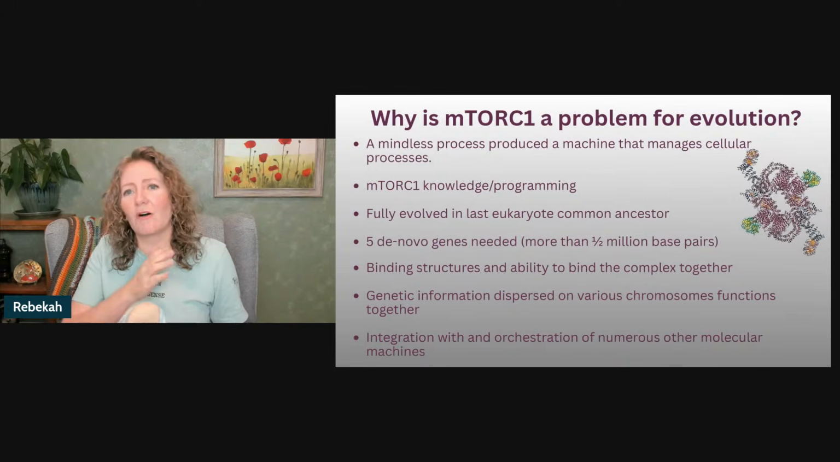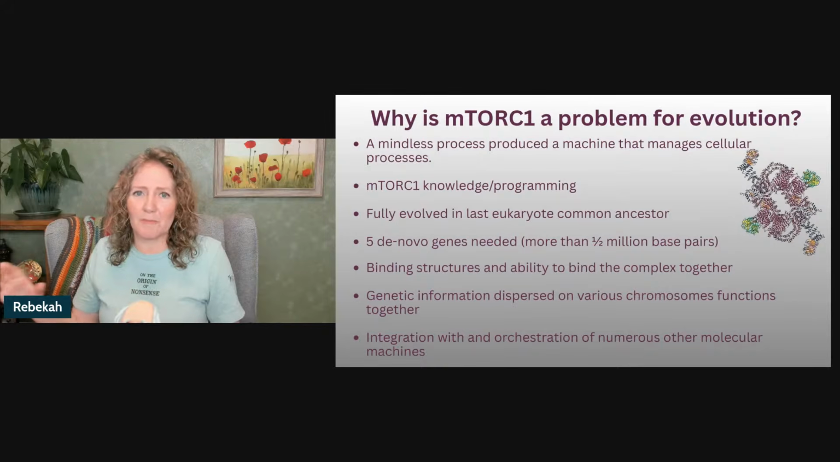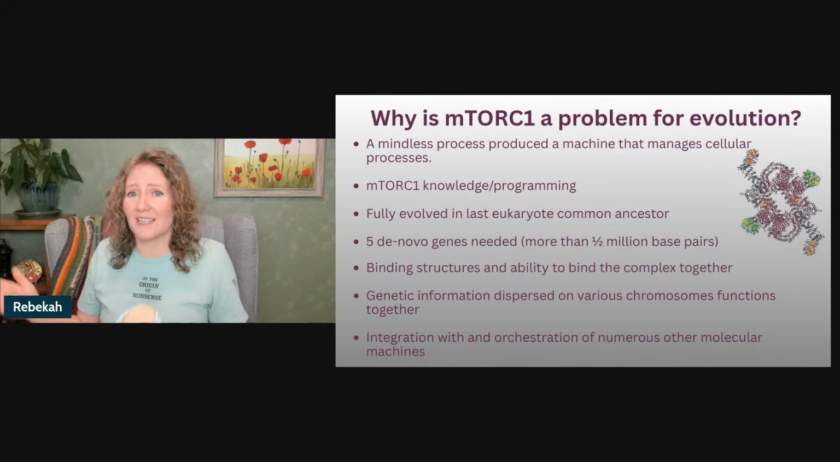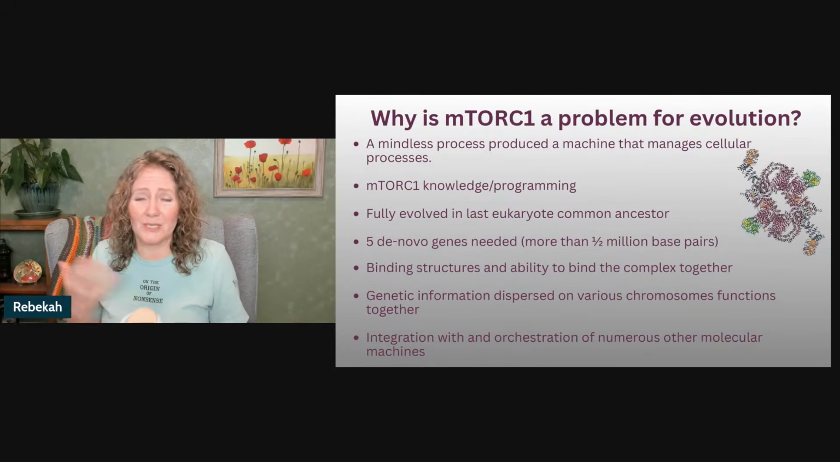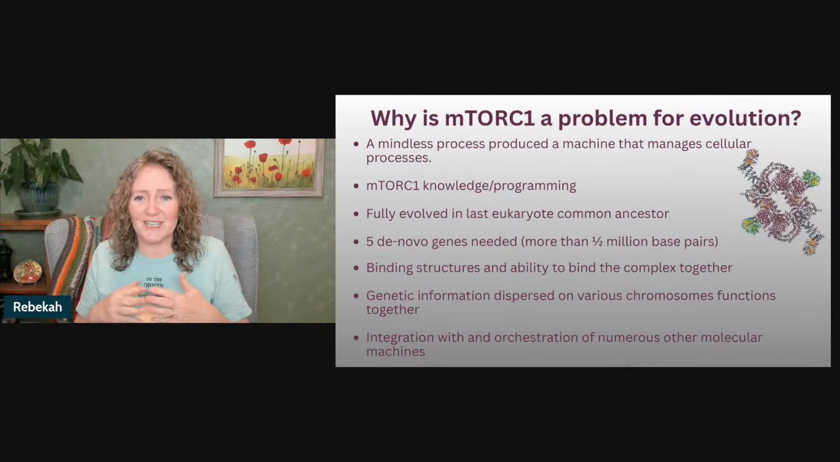So you have to get all of that specified complex information, and it has to be really careful not to collect harmful mutations, because if it does, that will be the end of that protein complex. All right, so where do all those de novo genes come from?